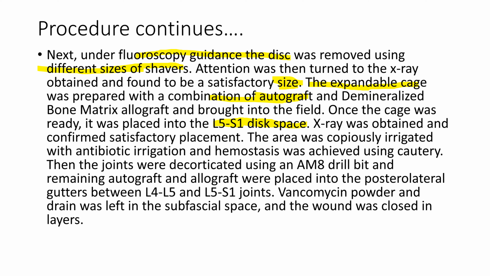They fused the vertebra. Now, the X-ray was obtained and confirmed satisfactory placement. The area was irrigated, and then they used antibiotic and all the things. All right, up to here, we have a fusion, posterior approach, anterior insertion of the interbody fusion device. So posterior-anterior fusion with autograft and allograft. They're both included in the cage.